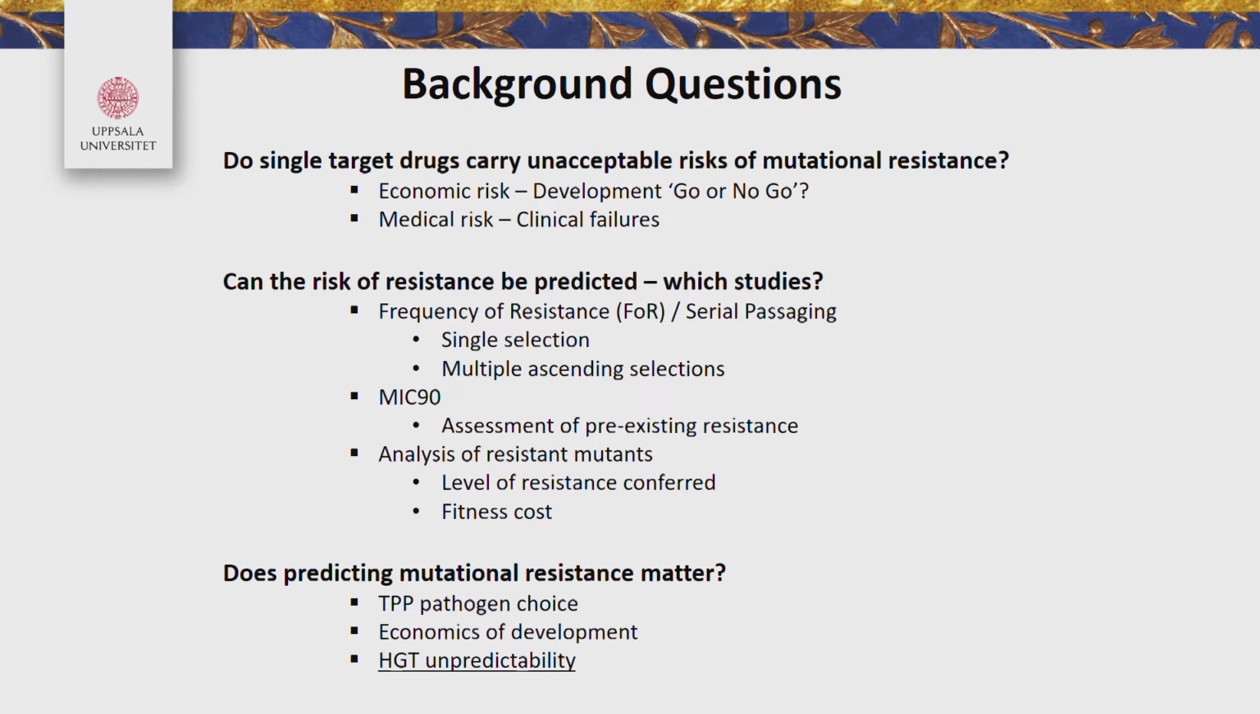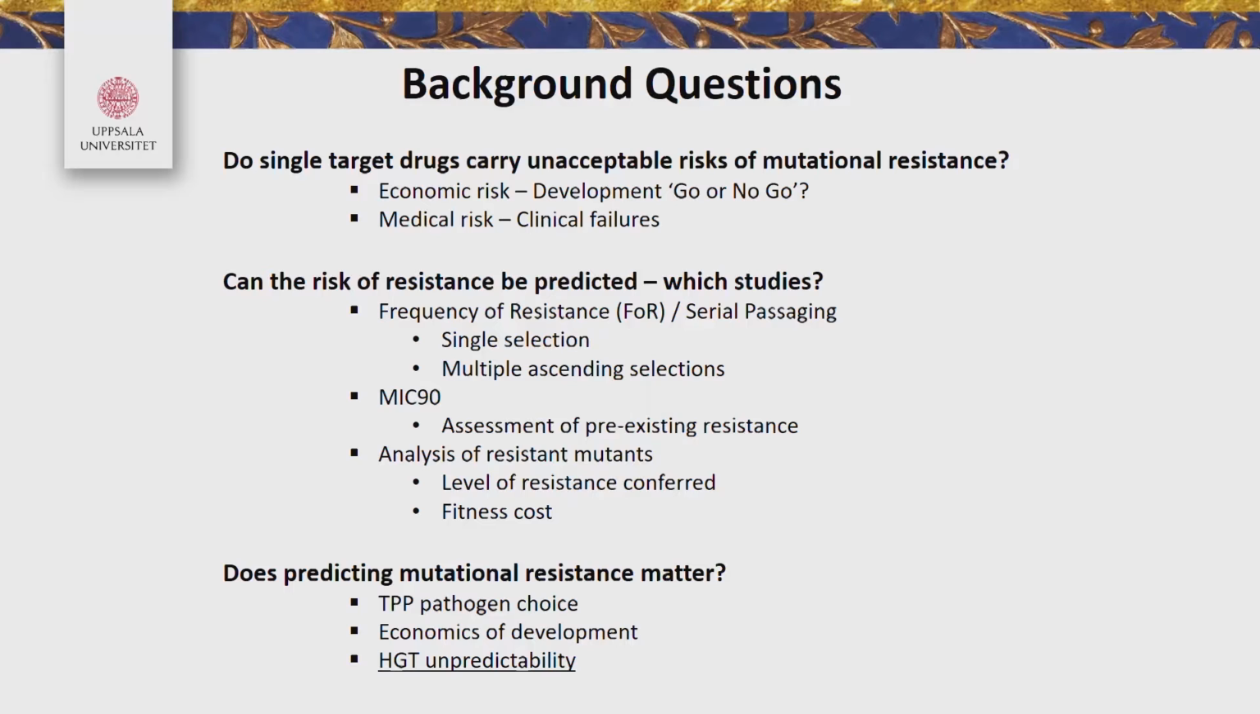So the background questions that I'm hoping to address in this talk are, do single-target drugs carry unacceptable risks of mutational resistance? And when we're talking about risks, the risks that you can be talking about are economic risks. So are these going to pose a risk to your drug that at some point you're going to decide to stop development because you decide that the risk of resistance development later on is too much of an economic risk to your project? For example, you don't want to get to the point of doing clinical trials only to decide that your compound has unacceptable resistance liabilities.